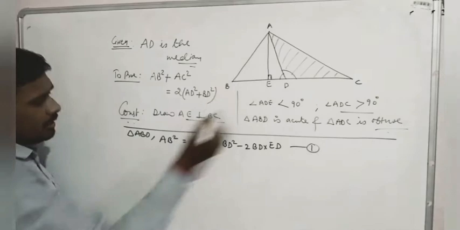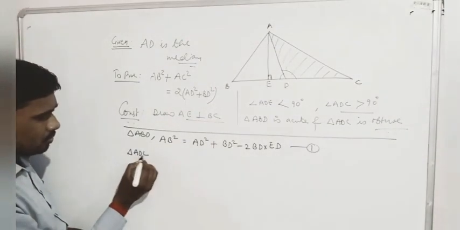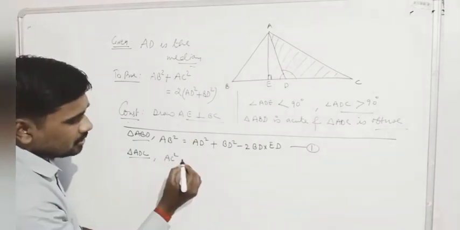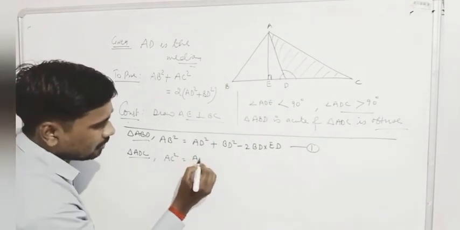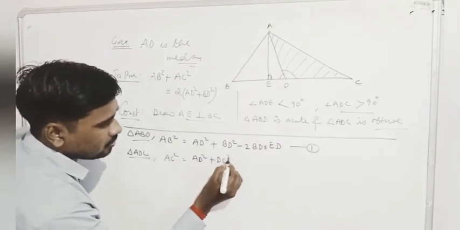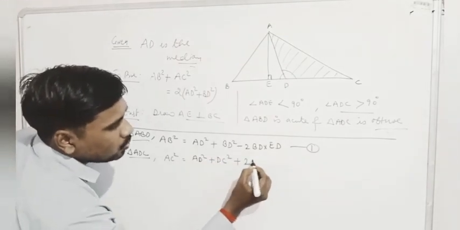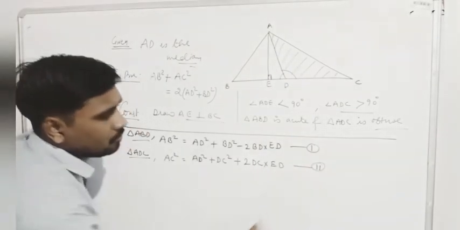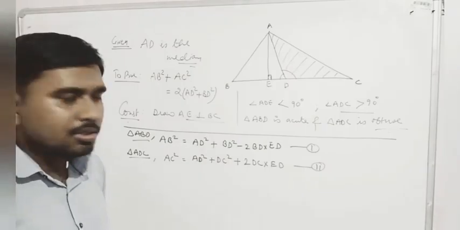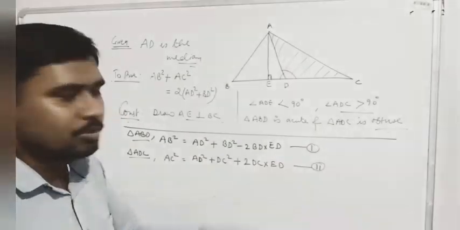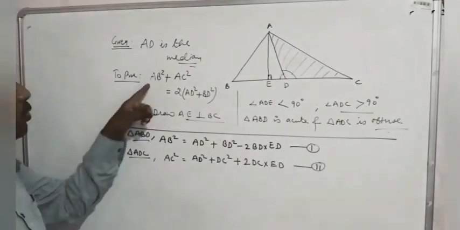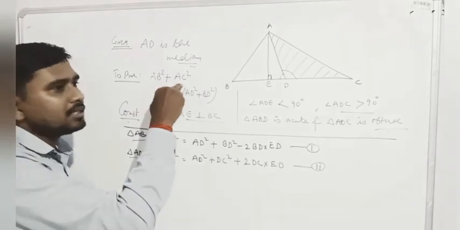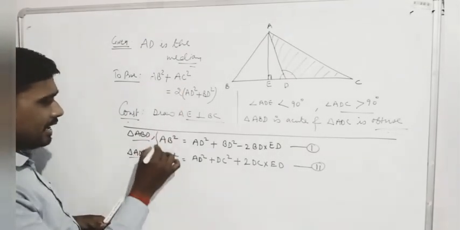Now the triangle ADC, which is obtuse, so AC square is equal to AD square plus BC square plus 2 BC into ED. So these are the two formulas of acute angle and obtuse angle triangle. Now in the proof, what do I have to prove? AB square plus AC square. So here also we will add these two equations.